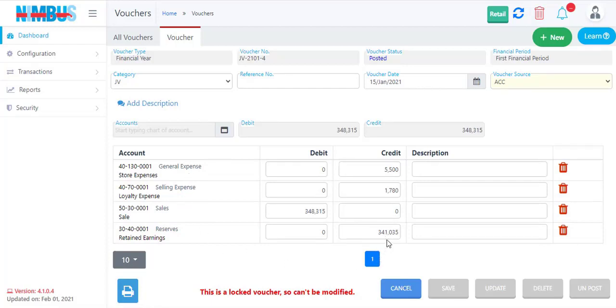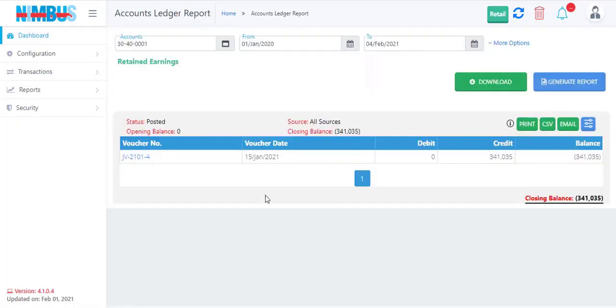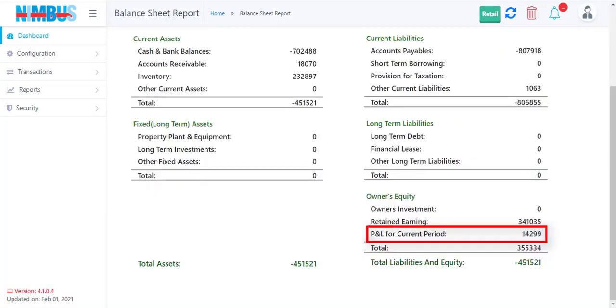If I am in profit, my retained earning will be on the credit side. So we have observed the same for all the periods which I close. The retained earning will have corresponding entries. If I have a look at the balance sheet, there is another effect, which is P&L for current period.